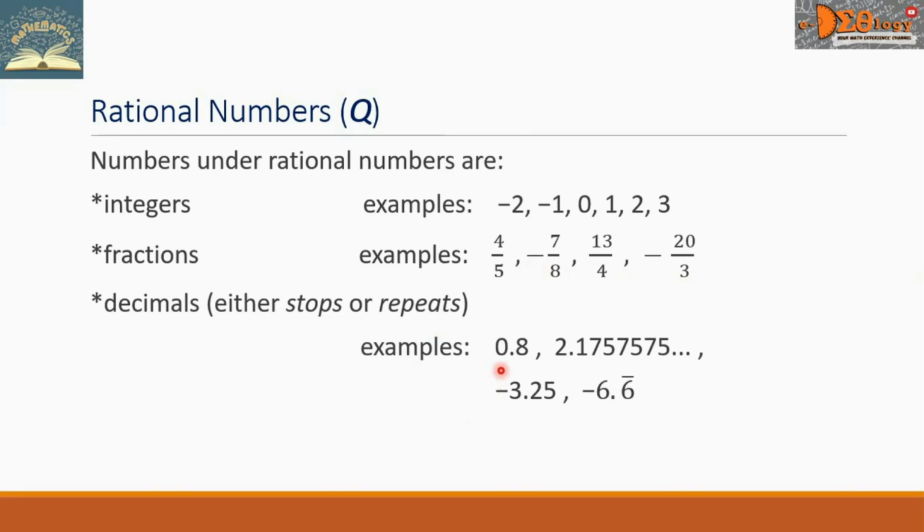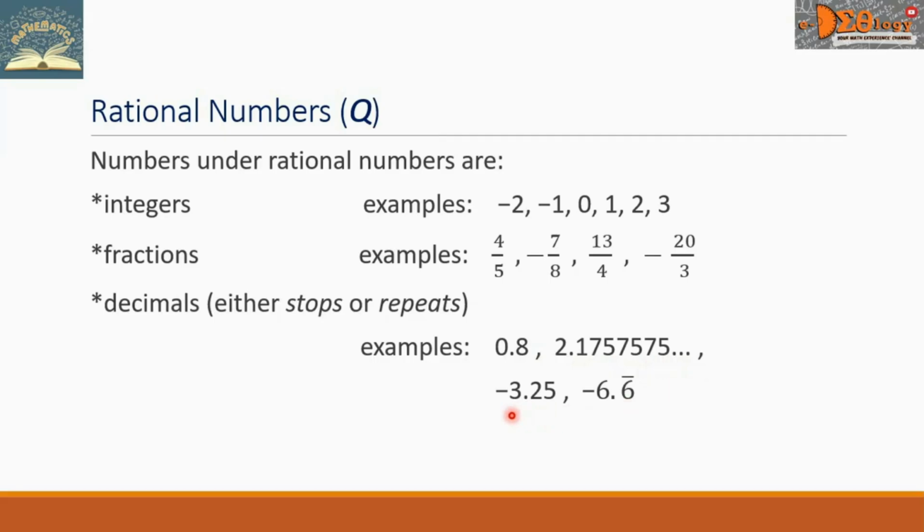Examples are here. First example, 0.8. This is a decimal that stops. So this is a rational number. Another example, 2.1757575 and so on. We can see here a pattern of repetition on the 75. The 3 dots here means we can continue writing 75 on the right side of this decimal. So this is an example of a rational number.